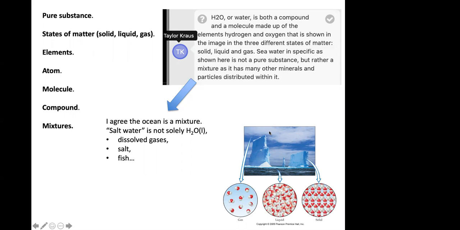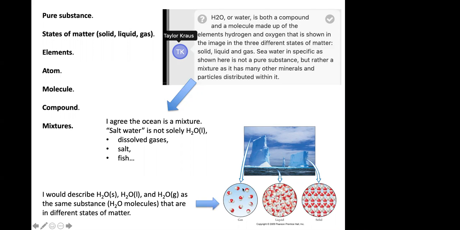Now, when I look at these different ones, the gas, the liquid, and the solid being shown at the particle level, I would describe H2O as a solid with the S, H2O liquid, and H2O gas. They're all the same substance. They're all H2O molecules, but they happen to be in different states of matter. The building block is the same. Its H2O molecule is the same. What is different is how it's being arranged. That would be another way of saying it has the same composition, but a different structure.